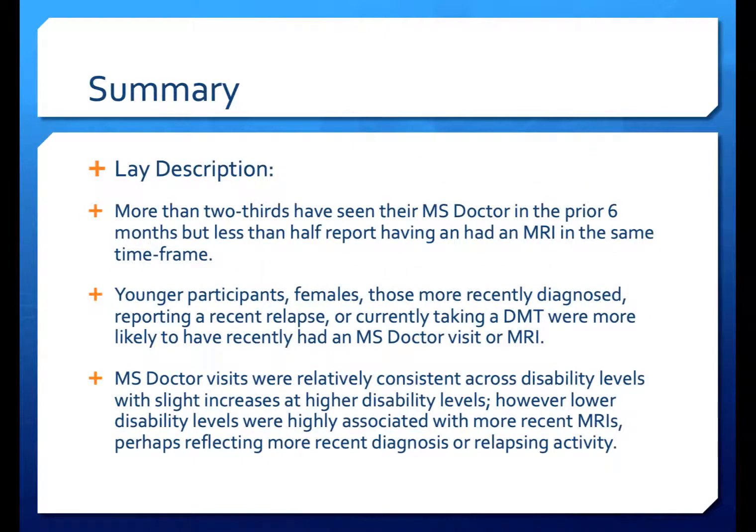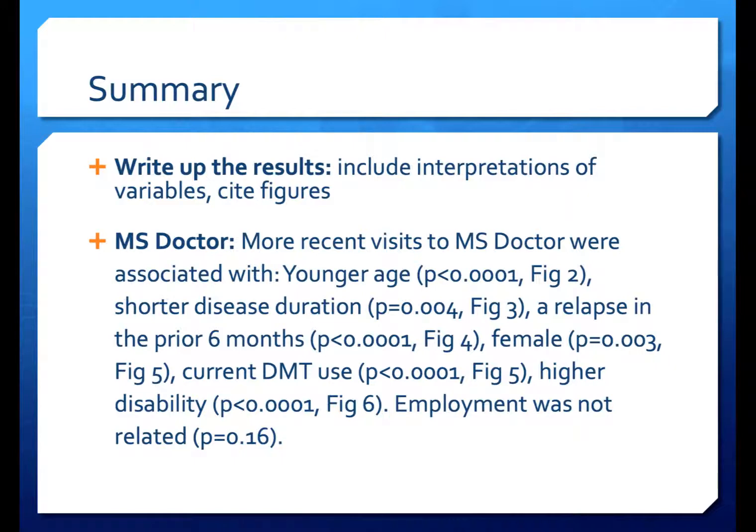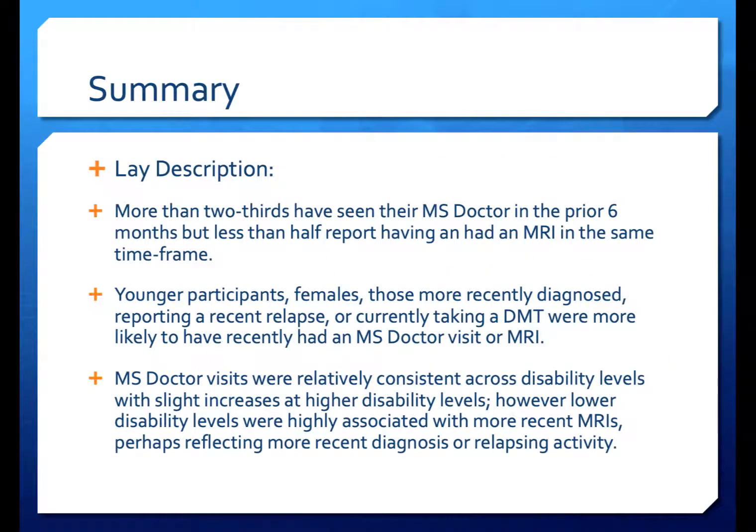And then a lay description. So this description is useful in terms of what's statistically significant. This description is useful in terms of what it means. More than 2/3 of people have seen their MS doctor in the prior 6 months, but less than half report having had an MRI in the same time frame. Younger participants, females, more recently diagnosed, reporting a relapse, or currently taking DMT were more likely to have had a recent visit of either type. This "or" is really important here. If it were "and," then that would mean younger and female and recently diagnosed, and so you'd be conditioning. This is not "and," this is "or." So this is for each individual variable. They're all more likely to have recently had an MS doctor visit or MRI.